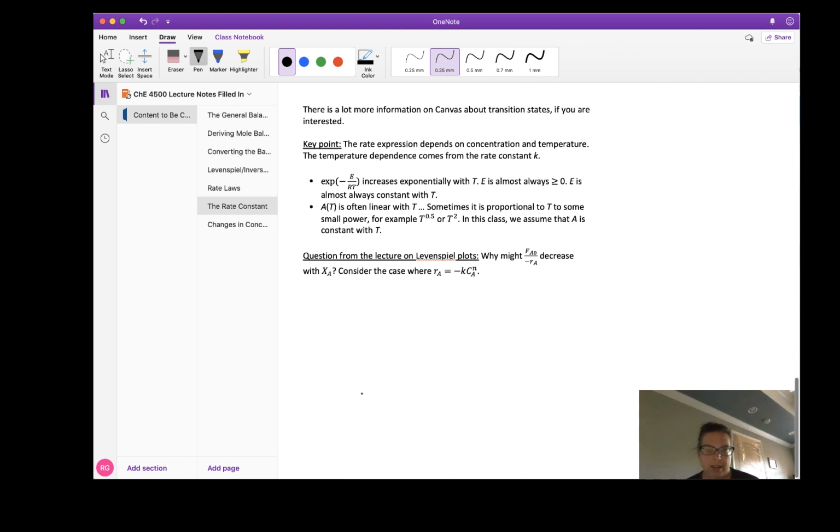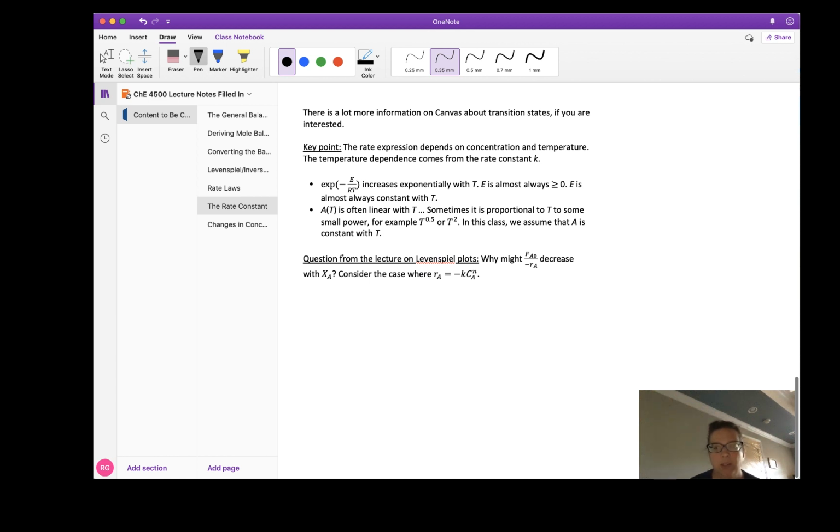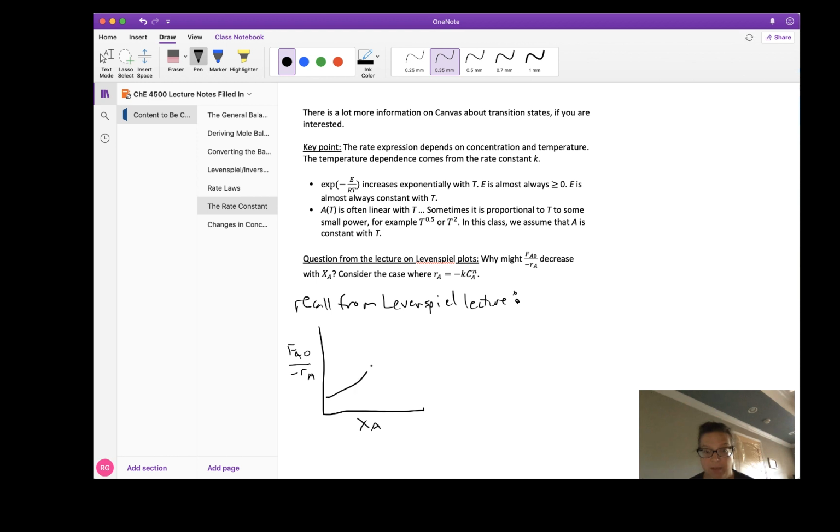Okay, so the last thing I want to talk about in this lecture: we posed the question, when we talked about Levenspiel plots, why FA0 over minus RA might decrease with XA. So if you remember, recall from that lecture that we drew a Levenspiel plot, which is basically FA0 divided by minus RA on this axis and XA on this axis. And the plots we looked at looked like this.